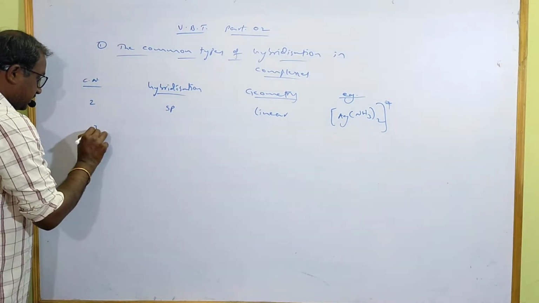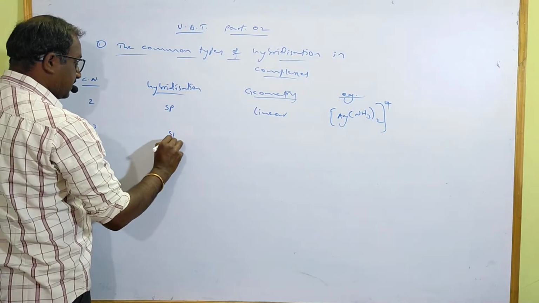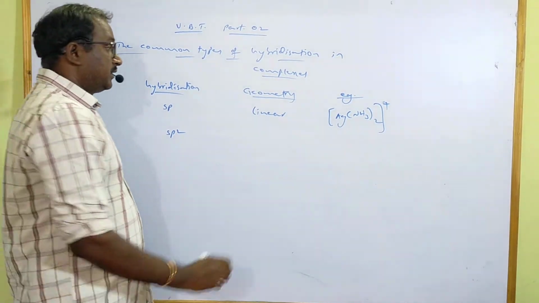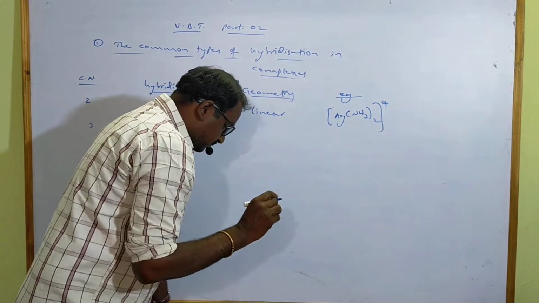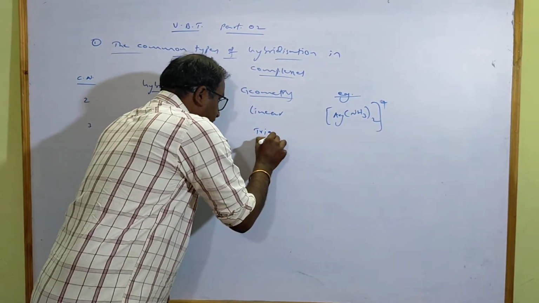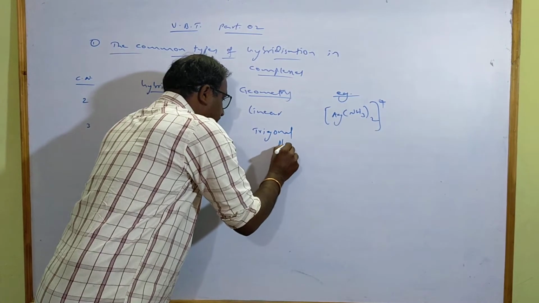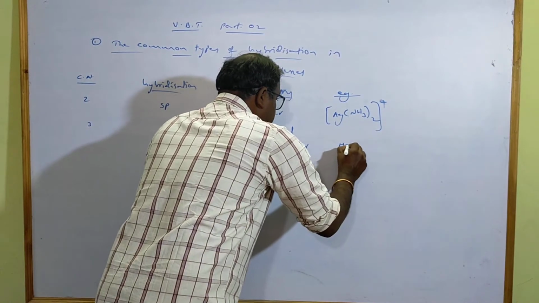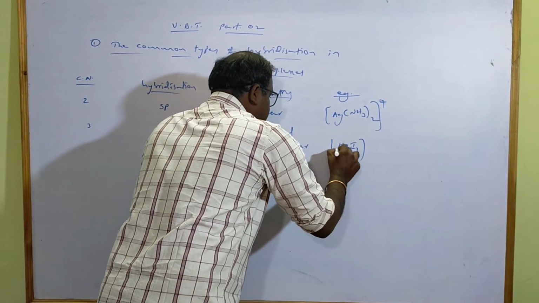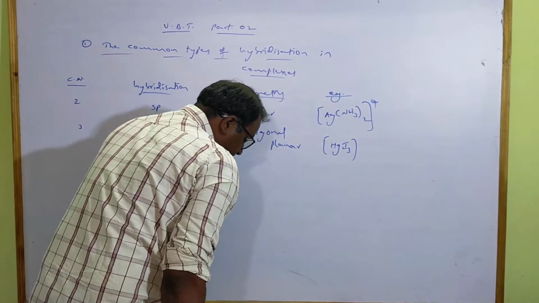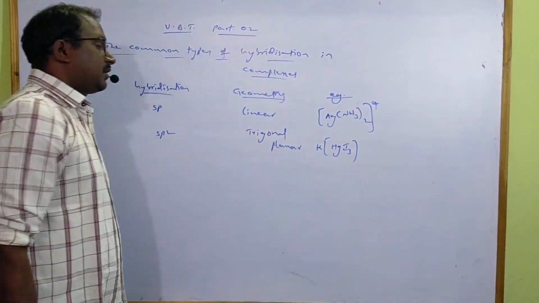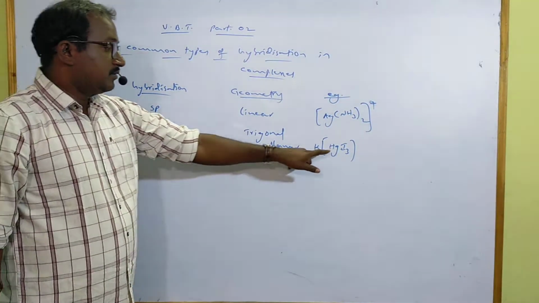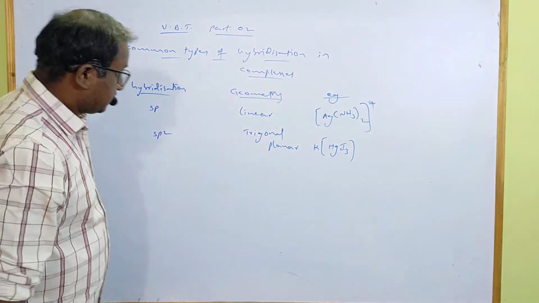If coordination number is 3, definitely the hybridization will be sp2. 3 hybrid orbitals will be formed and geometry becomes trigonal planar. The example for this is HgI3 minus, so the compound is KHgI3, potassium triiodomercurate. Here 3 iodide, I minus ions are ligands.